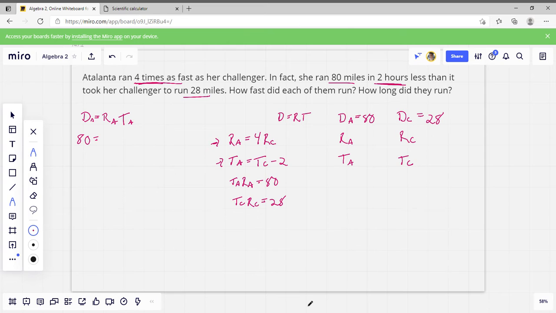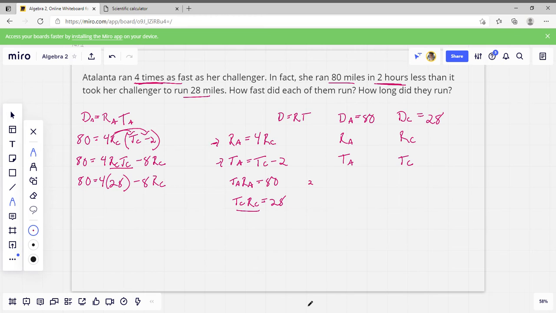The rate of A is 4 times the rate of C, times the time, TA, which would be TC minus 2. Okay, now we're just going to rainbow this out. 4 RCTC. 4 times 2 would be 8, negative 8 RC. Now we know that RCTC right here is 28, so we're going to fill that in. 4 times 28 minus 8 RC.